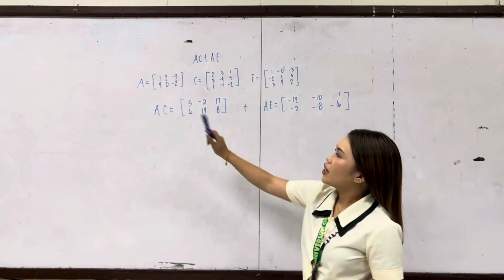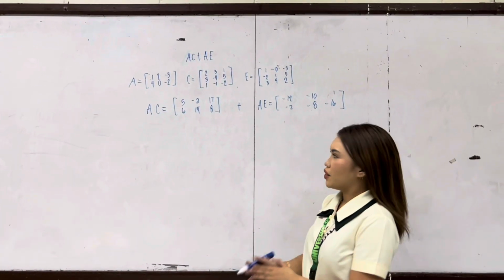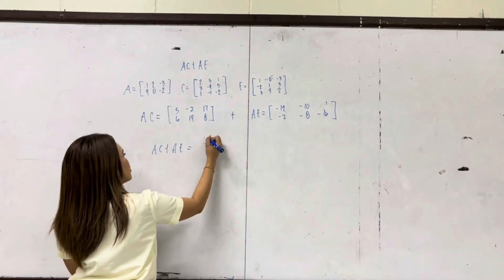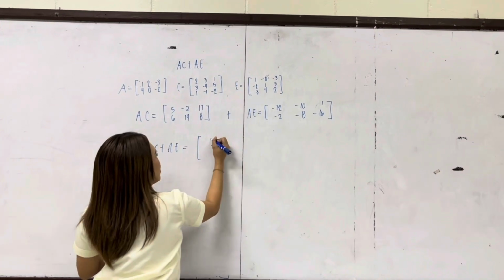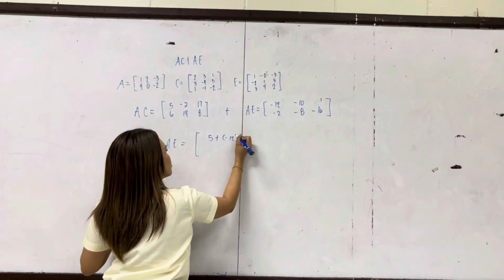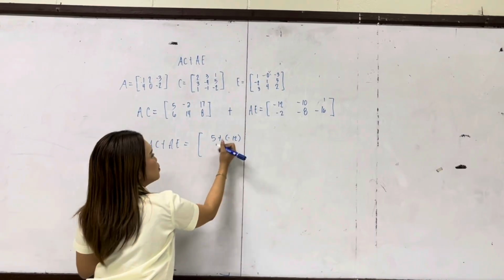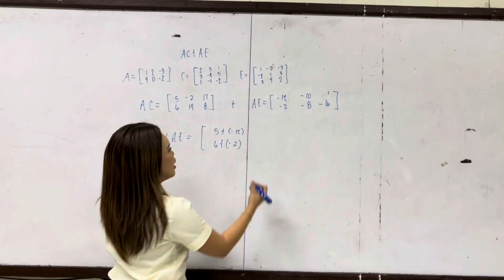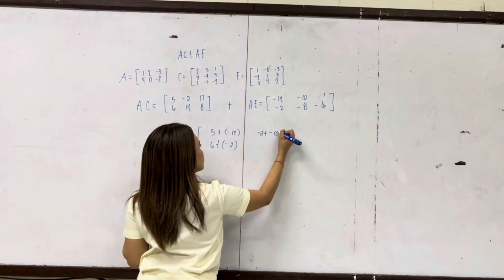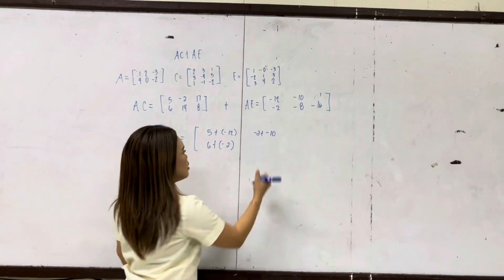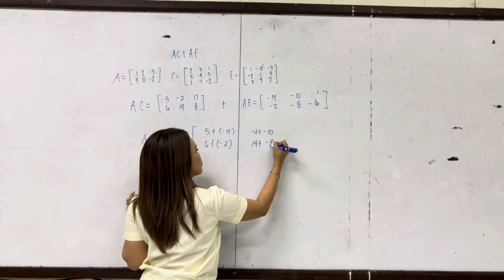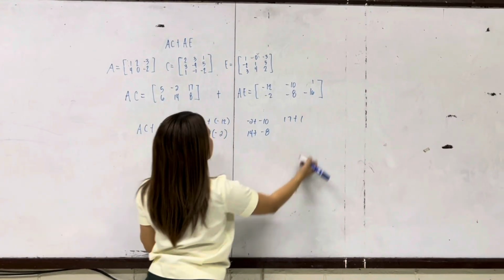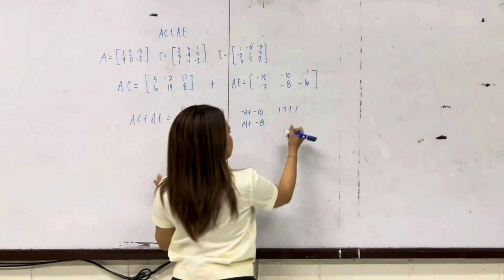So earlier, we solved for AC and AE. Now we add them together. So, AC plus AE: 5 plus negative 12, 6 plus negative 2, negative 2 plus negative 10, 14 plus negative 8, 17 plus 1, and 8 plus negative 16.